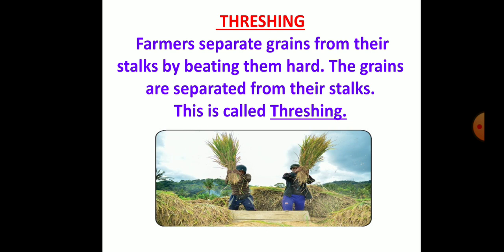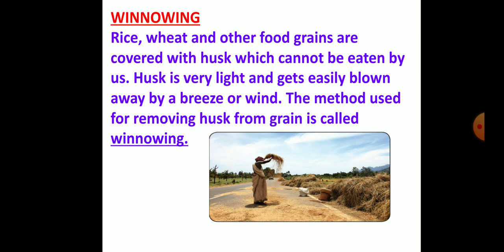Threshing. Farmers separate grains from their stalks by beating them hard. The grains are separated from their stalks. This is called threshing.